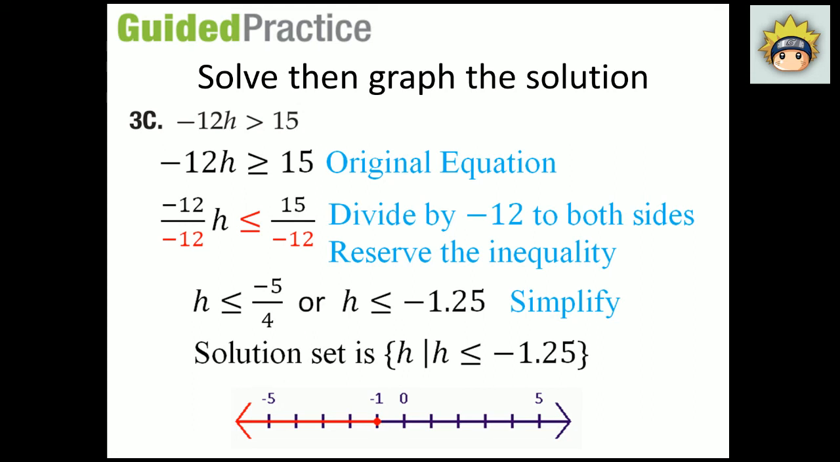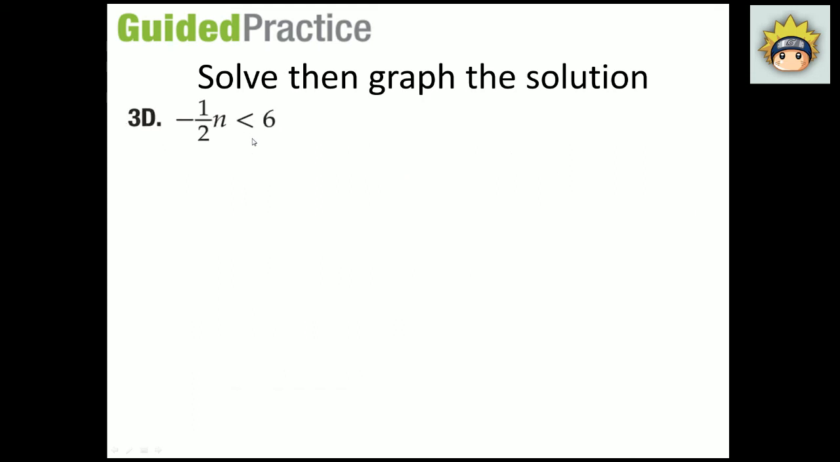H is less than negative 1.25, so you can be negative 2, negative 3, negative 4, and negative 5, and so forth, right? So those are all the values that h can take. Remember, this should be open because it shouldn't have the bar under it, okay? There you go. 3D, negative 1 half n is less than 6.